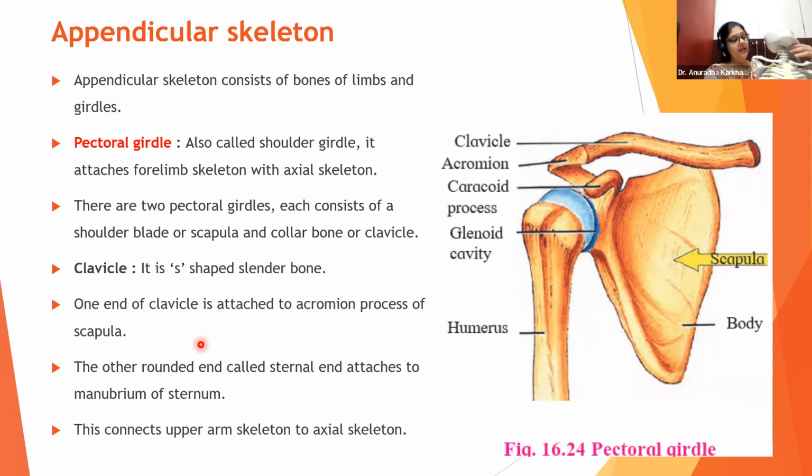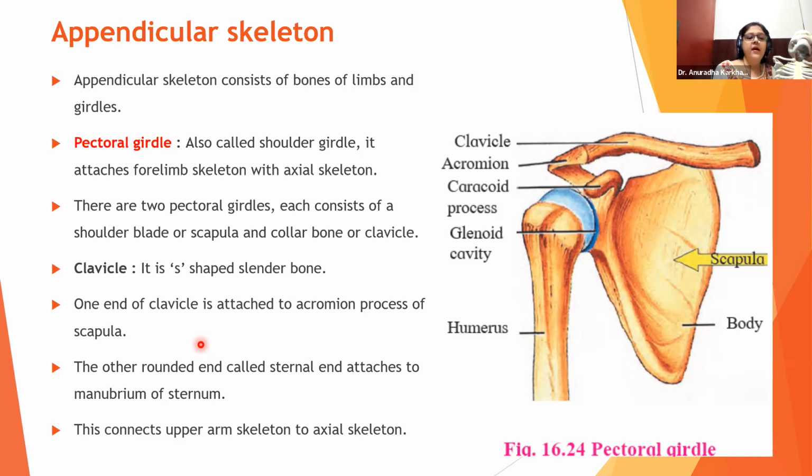So here you can see ये जो process है, which is attached to the manubrium of the sternum, ये point. Okay, what is this point going to be called as? Rounded end called as the sternal end. Sternal because it is attached with the sternum. So यहाँ से clavicle sternum से attached है. Sternal process, acromion process attached with the scapula. Please remember these things. Don't forget these.